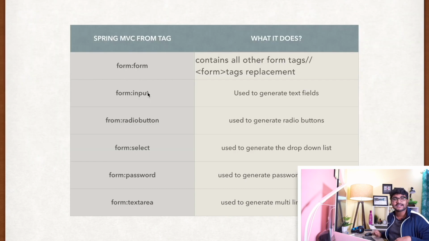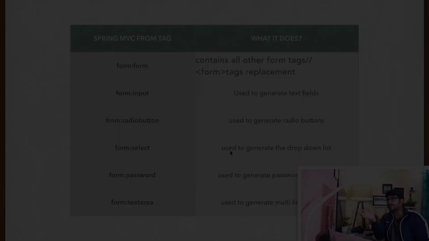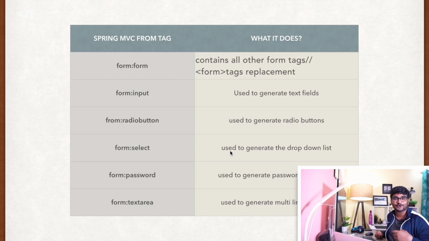Let's say we want to create a radio button. We will write form colon radio button. This radio button is basically going to generate a radio button for us. This form input is going to basically generate the text field for us. Like that, select we use for the drop downs, right? Instead of select, we'll write form colon select. This is actually going to generate the drop down list for us. And similarly, to write a password, we'll not write input type equal to password. Rather, we are going to write form colon password. Like that, for text area, we're going to write form colon text area.